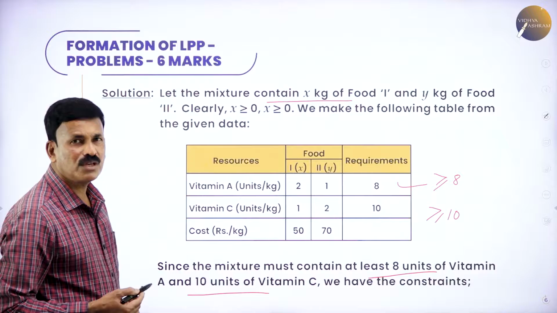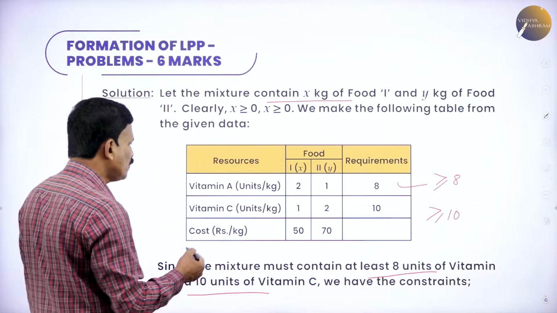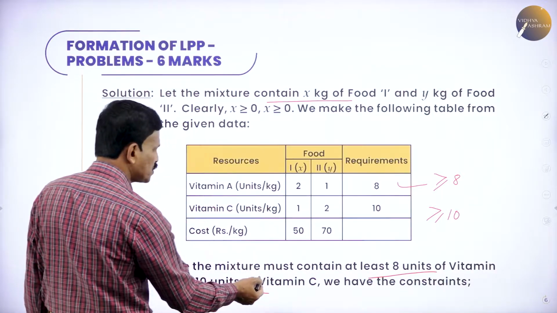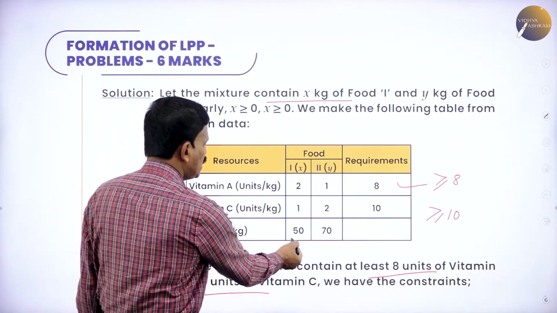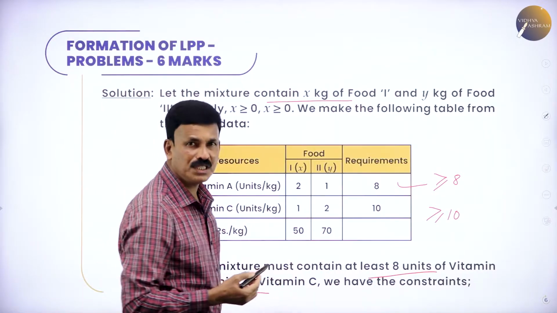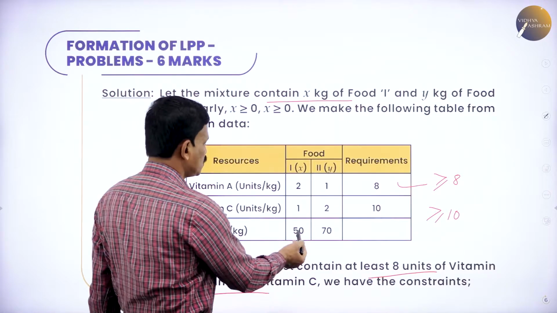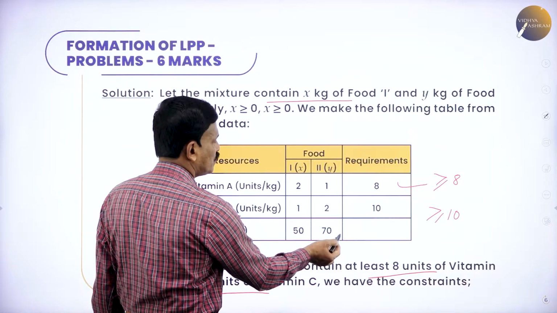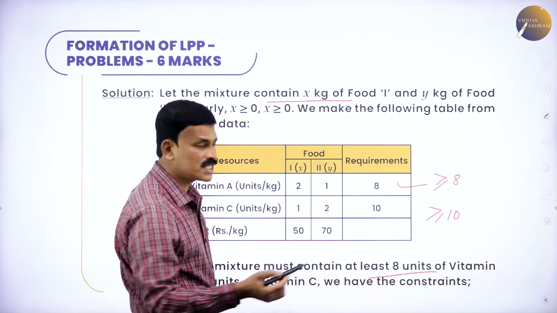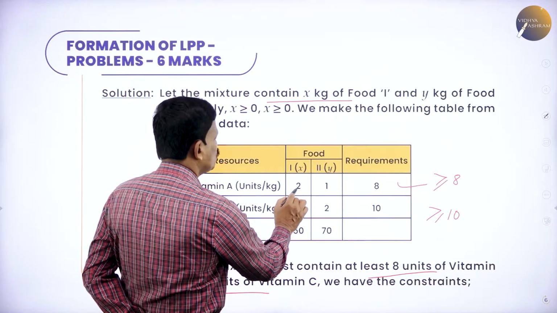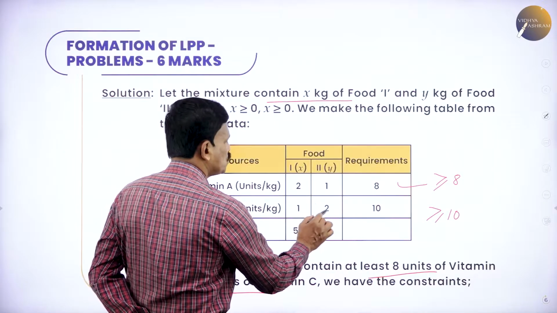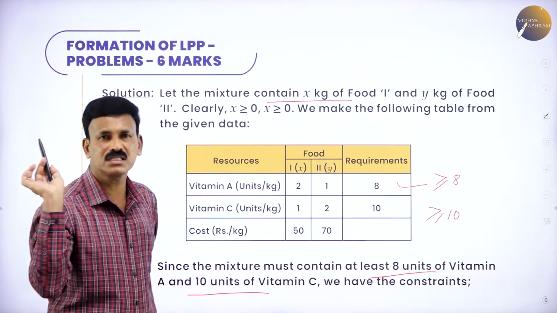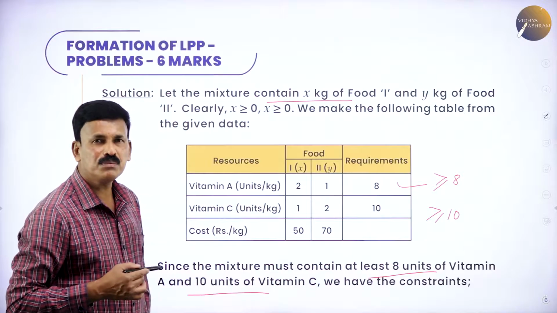Now let us formulate the LPP. What is the objective function? Minimize Z is equal to 50x plus 70y, subject to the constraints 2x plus y is greater than or equal to 8 and x plus 2y is greater than or equal to 10. That is the required LPP problem.